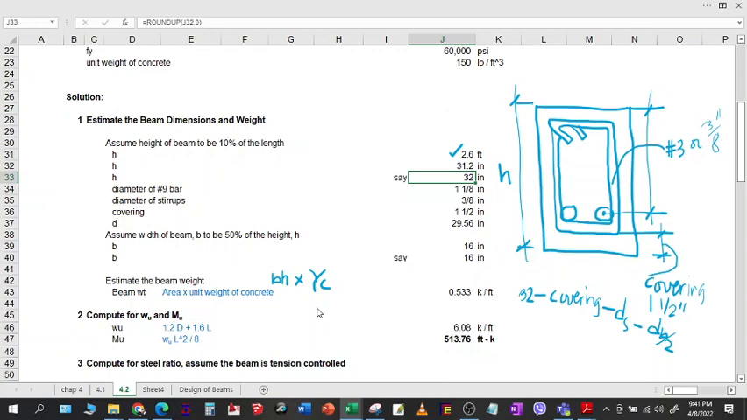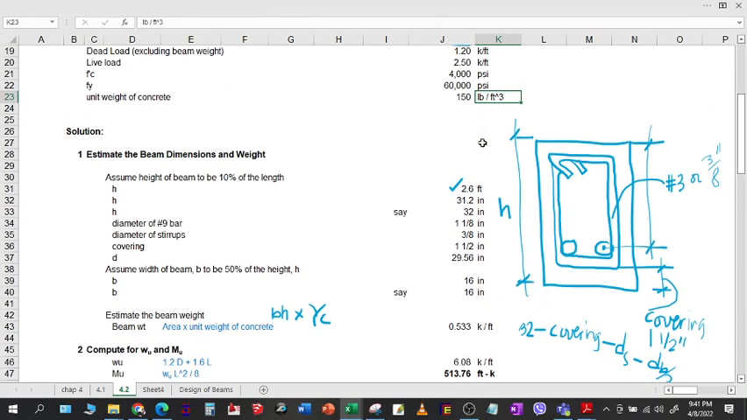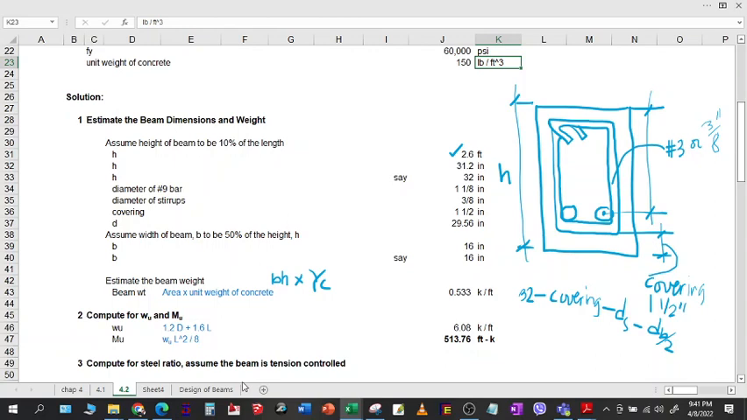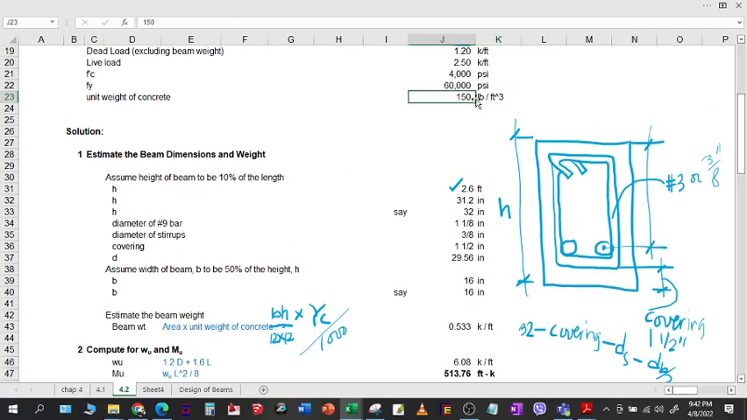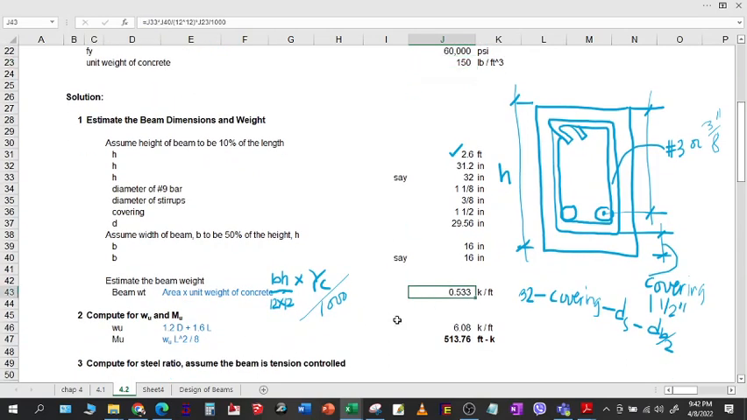And just be careful with the units. B and H are in terms of inches, and the unit weight is in terms of feet. So therefore, divide this one by 12 by 12, because there are 2 inches units here. And divide everything also by 1000, because the unit here is in terms of pound, so that you can get an answer of 0.533 kip per foot.